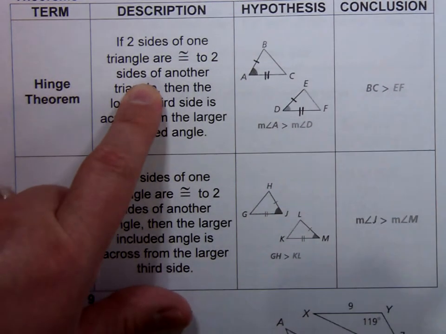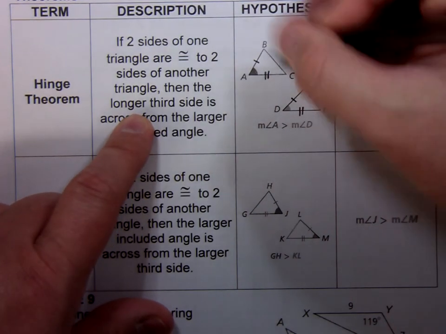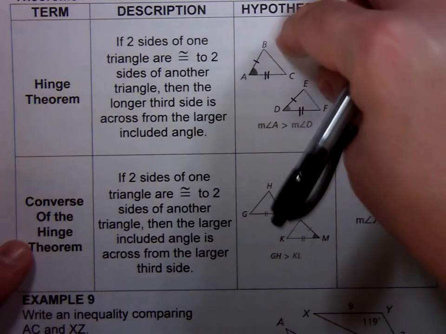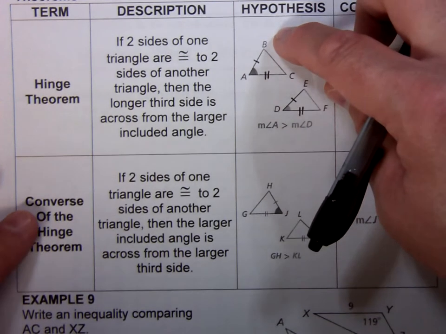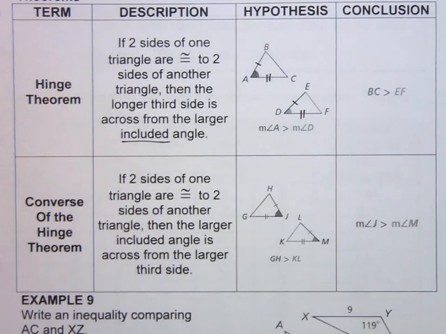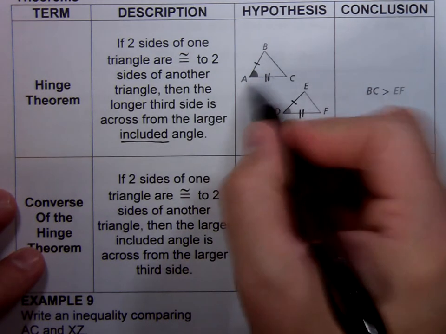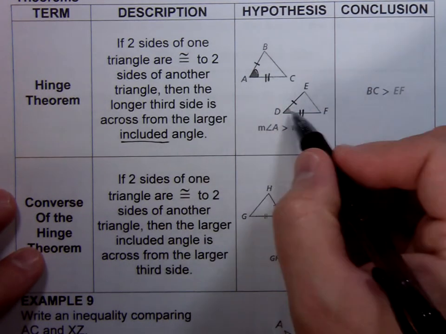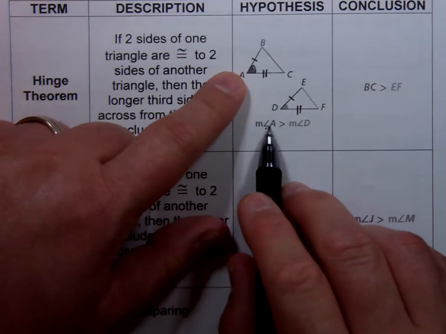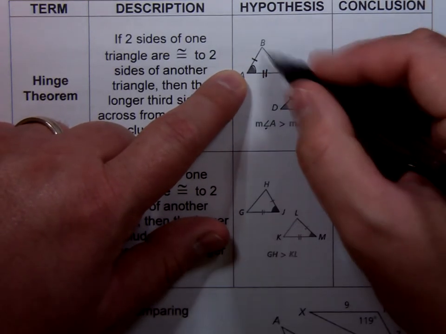Anytime you have that situation, the longer third side, so now we're looking at BC and EF because those are the only sides we haven't already said were congruent, the longer side is going to be opposite the larger included angle. And when we say that word included, it means it's going to be between the sides. So these sides that we have marked congruent to the sides of the other triangle, the included angle is the angle that's created by those two sides. So angle A and angle D, those are the included angles here. So if we know that the measure of angle A is larger than the measure of angle D, then I know that line segment BC is going to be larger than line segment EF.